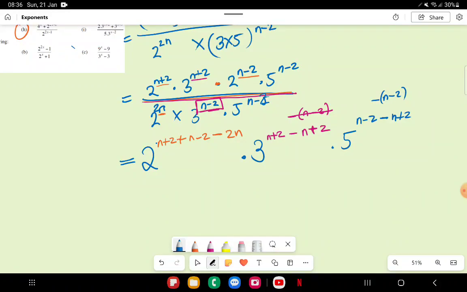Minus 2n: n and n is 2n, minus 2n gives me 0, so that cancels out. 2 minus 2 gives me 0, so I have 2 to the power of 0. Let's look at 3. N minus n gives me 0. 2 plus 2 is 4. That is 3 to the power of 4. The 5: n minus n is 0. Minus 2 plus 2 is 0. So that gives me 5 to the power of 0.